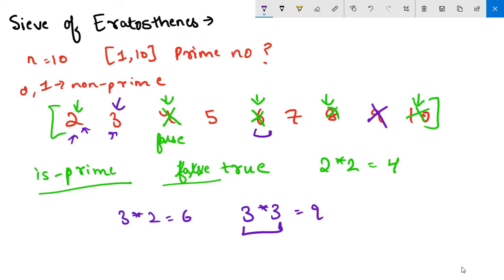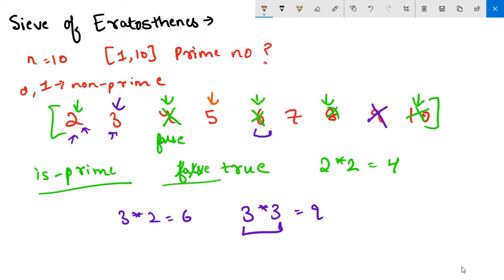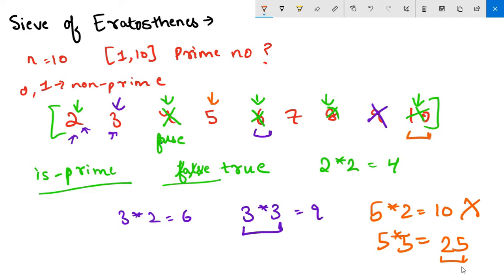Okay, so now we go to 4, but 4 is already false, so we won't do anything. And now we go to 5. In the case of 5, we come to 5 squared. Remember, again, we are not doing 5 into 2; we are going for 5 into 5. The reason behind this is that every other number less than this would be marked by some other number if it is non-prime. 10, as we can see, is already marked by some other number.